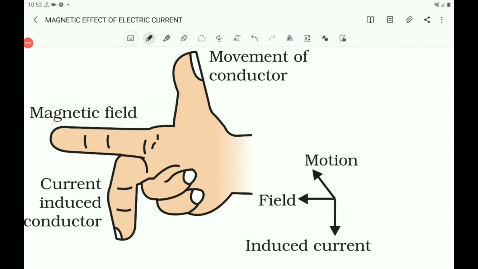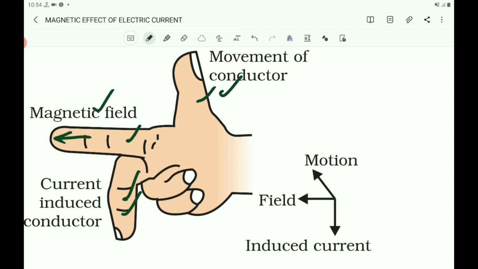So what is Fleming's right hand rule? That is, stretch the thumb, forefinger and middle finger of the right hand so that they are perpendicular to each other. If the forefinger indicates the direction of the magnetic field and the thumb shows the direction of motion of the conductor, then the middle finger will show the direction of induced current.